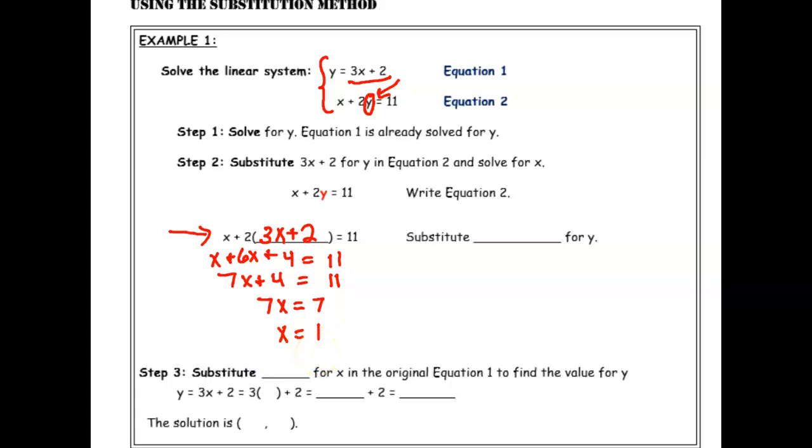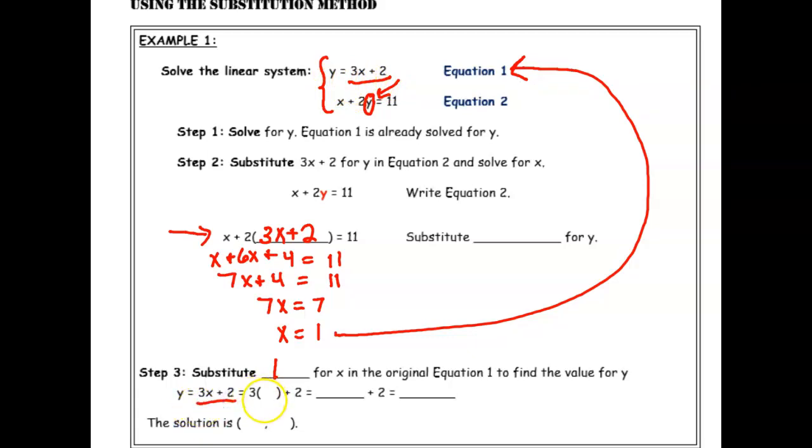We're going to take x equals 1 and substitute 1 for x in the original equation to find the value of y. So we go right back to equation number 1. See how it says y equals 3x plus 2? Now y is equal to 3 times 1 plus 2. That's 3 plus 2, which is 5. So the solution is x is 1 and y is 5. Right here we substituted in 3x plus 2 for y, and then we solved.